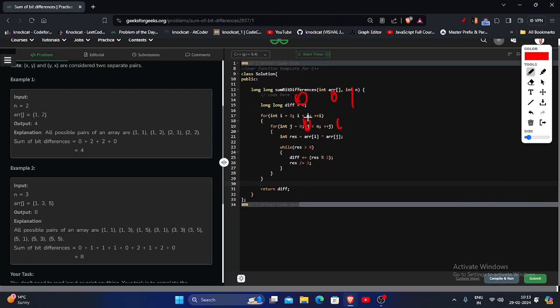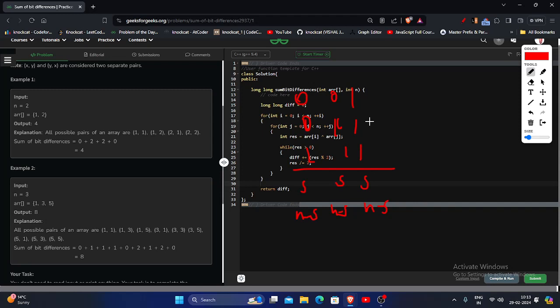if I can somehow calculate, for 1, 0, 1, 1, and 1, 1, 1, the number of set bits here, the number of unset bits I will get using n minus s, where s is the number of set bits. So we have the number of set bits and the number of unset bits.